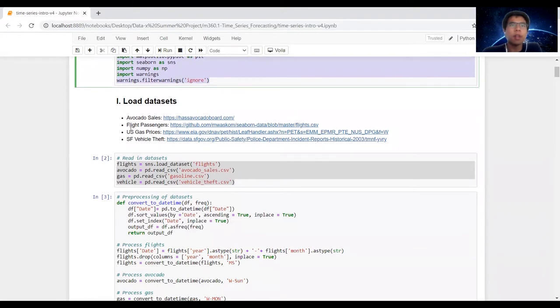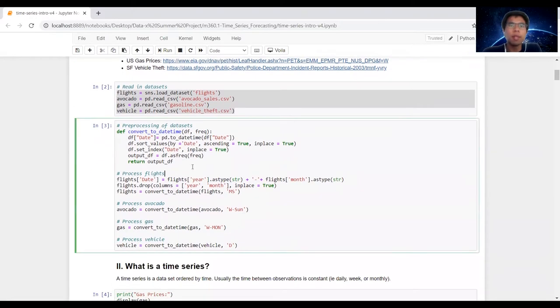So I have avocado, flight, US gas price, and then San Francisco vehicle theft data sets. And I'm loading them in here, and you can find the sources. And cleaning up the data. So this is an important part when you're doing time series. The most important thing here is that I'm setting the date time column to a date time object. That's important, so you can group it and you can do various functions on date time objects. It might be reading in these date objects as a string, so that won't be good and won't have the properties we want to work with the time series with.